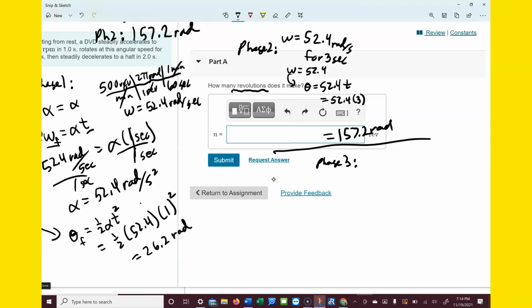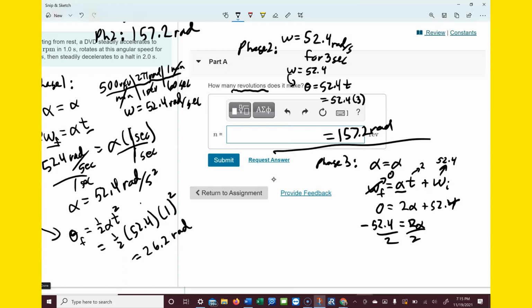And now let's get phase 3. In phase 3 we do have an alpha, which we don't know yet. The final omega is just going to be alpha t plus the initial omega. In this case, since it comes to a halt, the final omega is 0, and the initial omega is that 52.4 radians per second that it started with when it entered phase 3. The time is 2 seconds. I can solve for alpha. Just move the 52.4 over. Divide by 2. Alpha is negative 26.2.